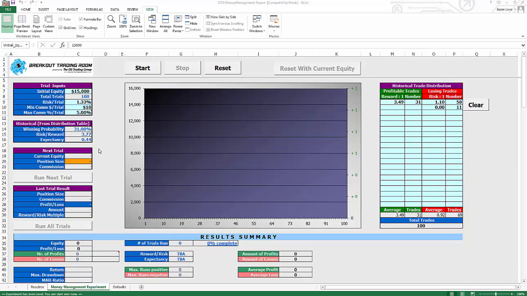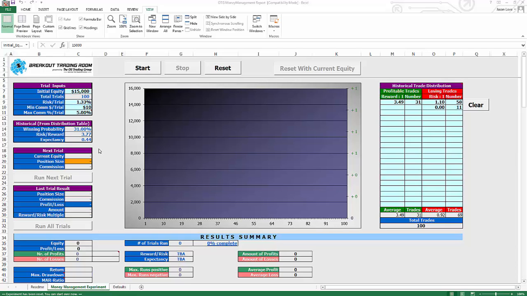Once you get all of your numbers plugged into this, and I'm going to show you numbers here in just a second, it then takes those numbers and through its algorithm randomly distributes 100 trades or 200 or whatever you want. I choose 100 because that's about 5 setups a day, 20 trading days. That's about what it is for me.